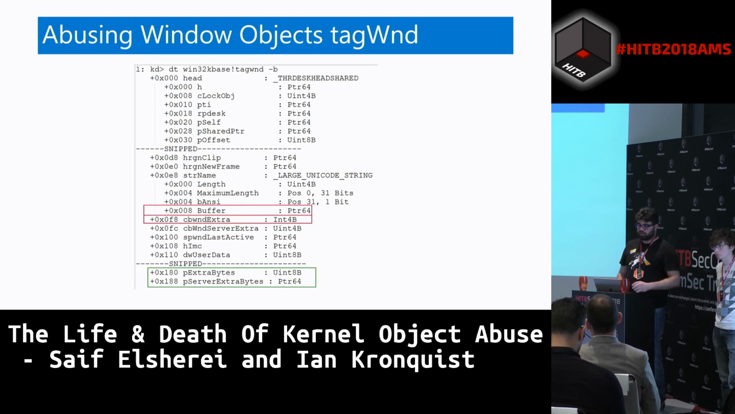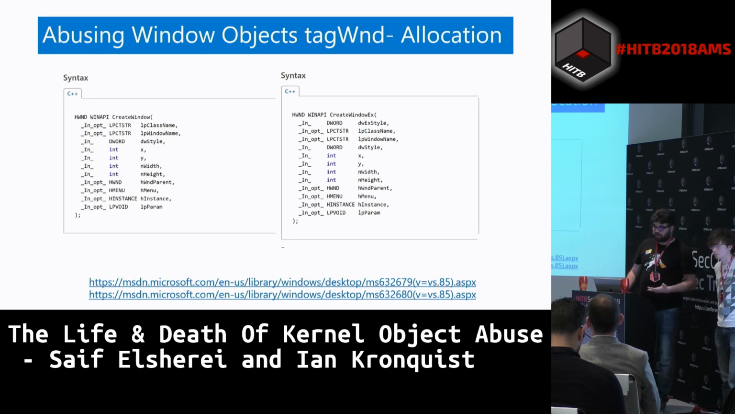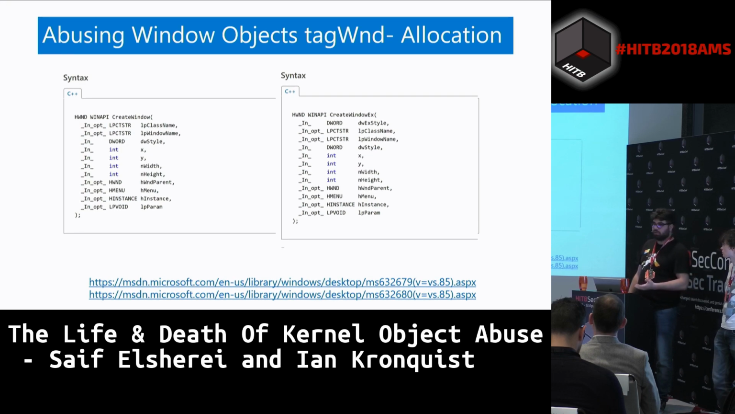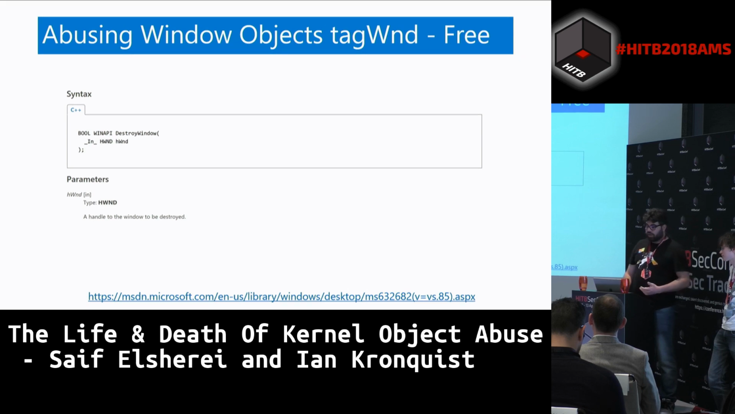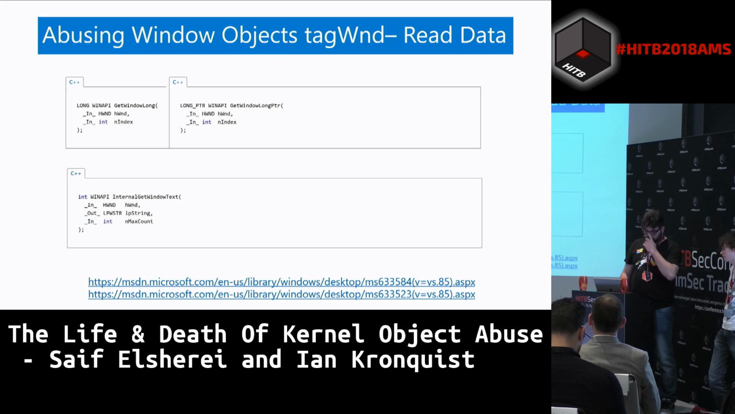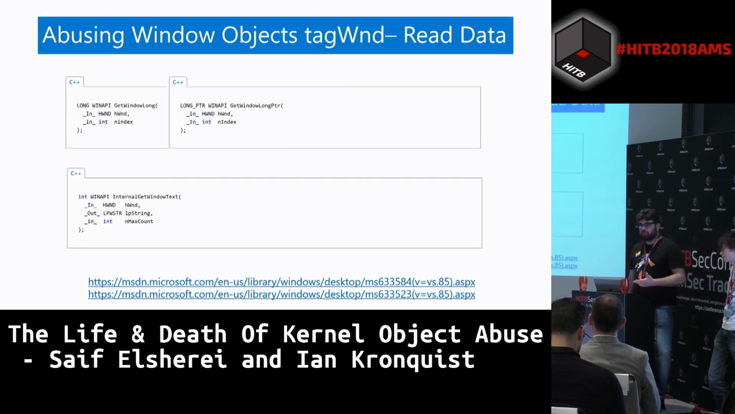actually abuse it. So let's look at how we can create windows. It starts by, I'm sure a lot of you know, the CreateWindow and CreateWindowEx functions. This is normal. That's how you allocate a window in Windows. And you can free a window using the DestroyWindow function. So how can we read and write? Or in that case, we can read data. We can use GetWindowLong or GetWindowLongPtr and InternalGetWindowText.